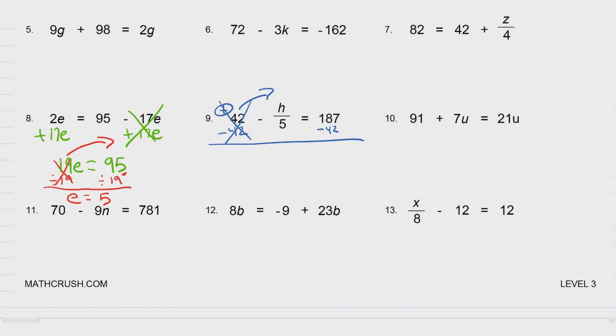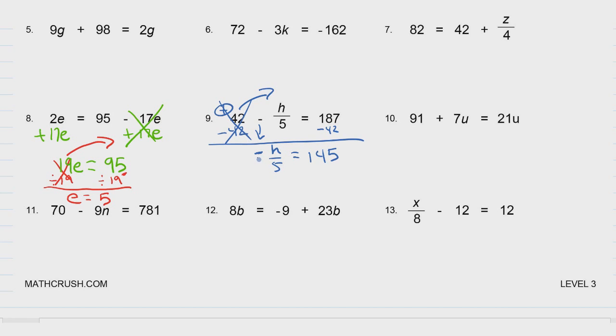Minus 42 to both sides. The 42s cancel each other out. We get negative or minus h over 5. Don't forget that negative. And over here we get 7 minus 2 is 5. 8 minus 4 is 4. 1 minus nothing is 1. So we get 145, and over here we get negative h over 5.